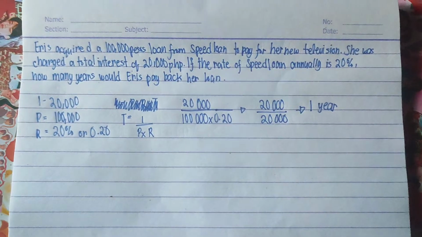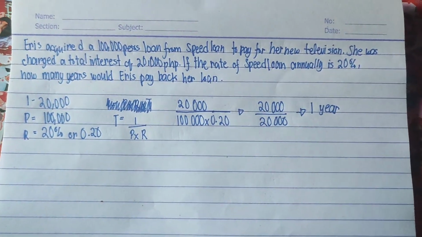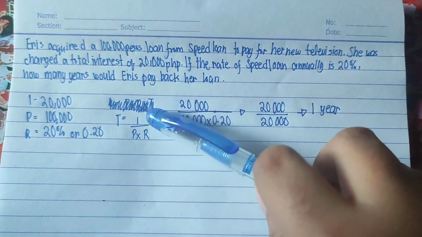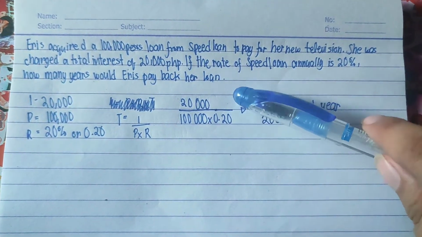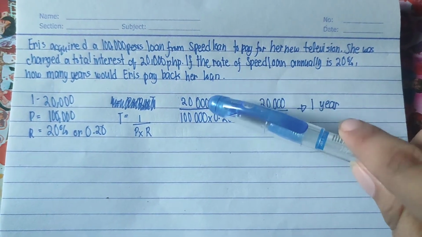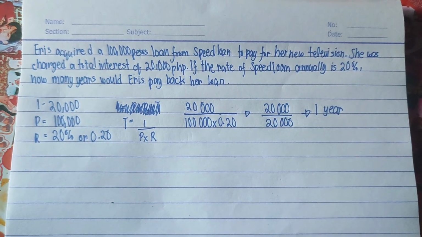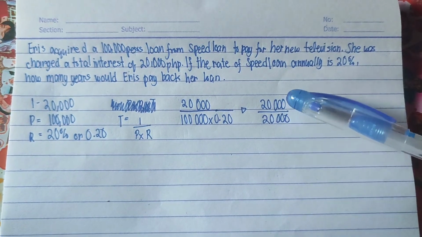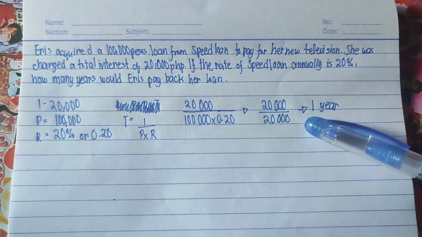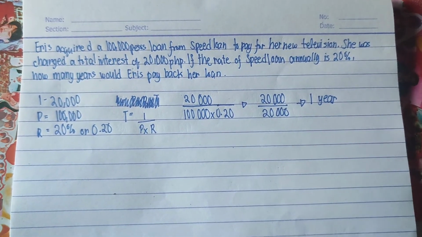So, I will reveal the answer now. So, ang answer is 1 year. So, paano siya nakuha? T equals interest divided by principal times rate. So, ang interest natin ay 20,000, principal 100,000, rate 20% or 0.20. Then, 100,000 times 0.20 is 20,000. 20,000 divided by 20,000 is equals to 1. Then, 1 year. Iris will pay back her loan in 1 year.